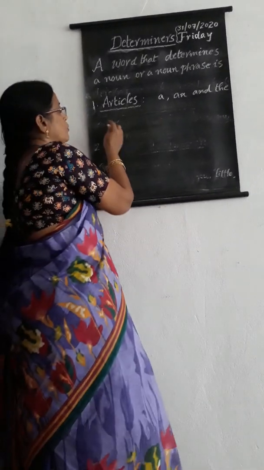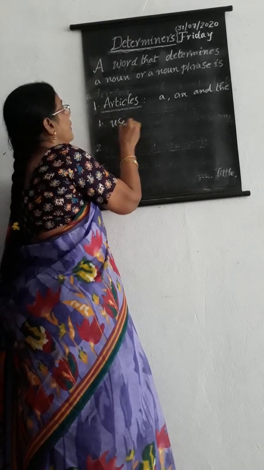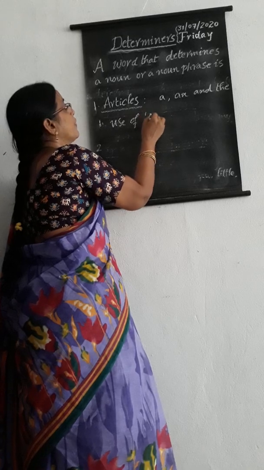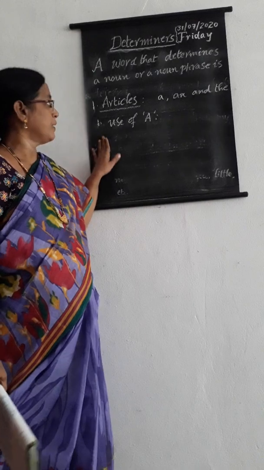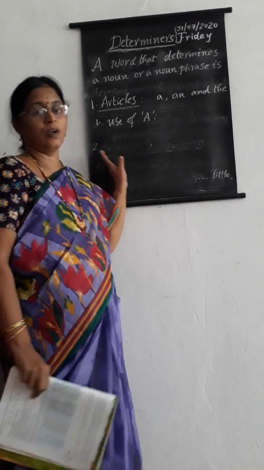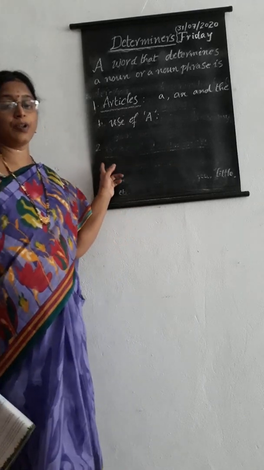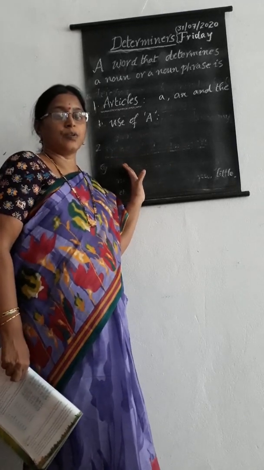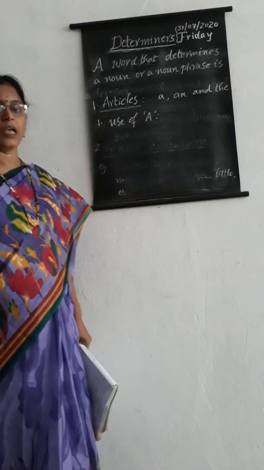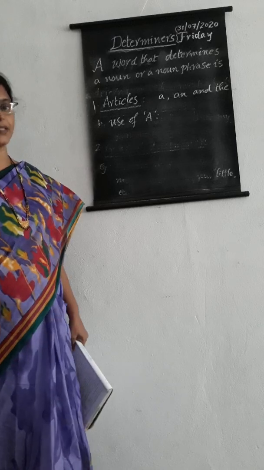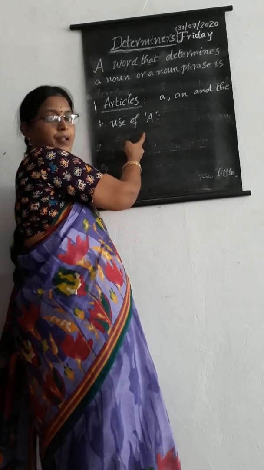First of all, you should learn about the indefinite article A. Where should we use the indefinite article A? The indefinite article A is used before consonants. What are consonants? Except vowels. What are vowels? A, E, I, O, U. Except vowels, the rest are consonants. Before consonants, we have to use the indefinite article A.